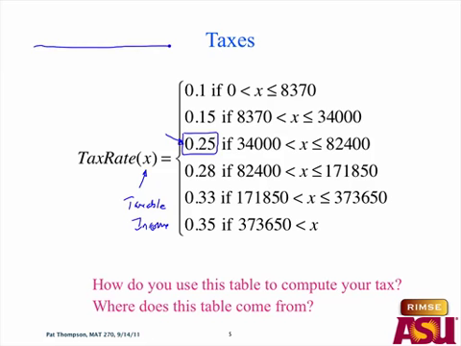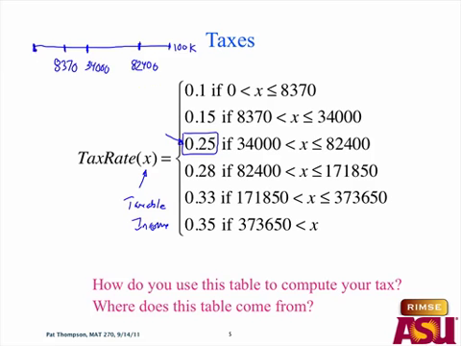So let's think about a year. Let's say someone makes 100,000 in a year. We can think about that as their taxable income growing throughout the year. When the year started, how much was their taxable income? 0. Then sometime along the way, they reached a taxable income of 8,370. Later in the year, maybe March, April, May, they reach 34,000 in taxable income. Then toward the end of the year, October, November, they hit 82,400.